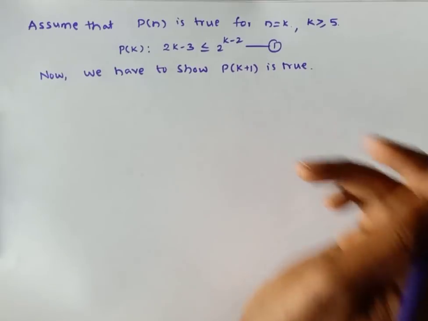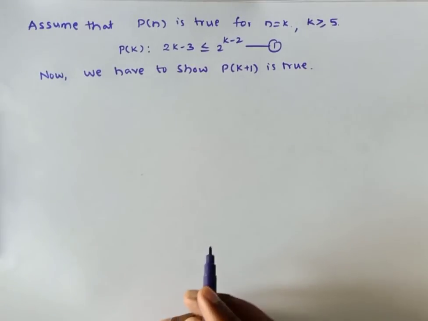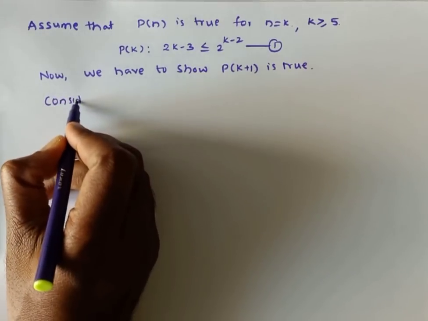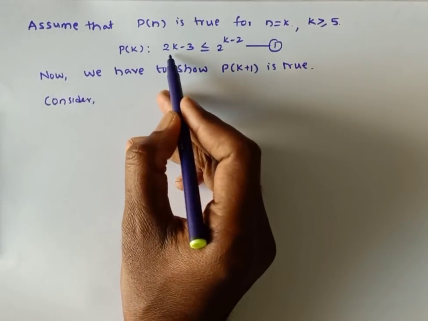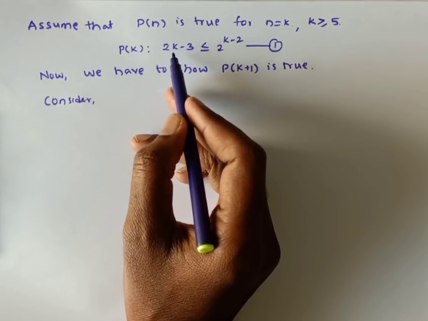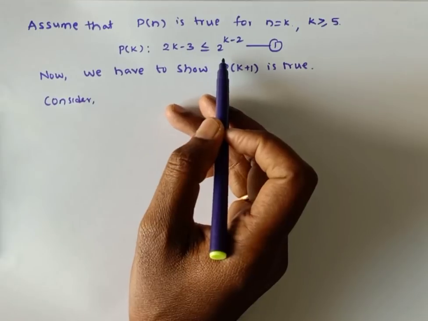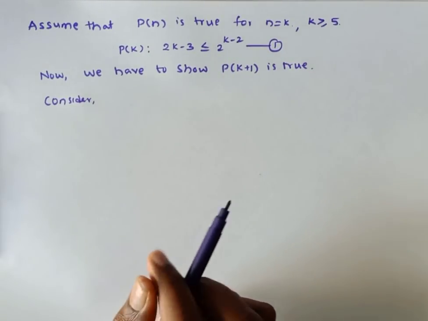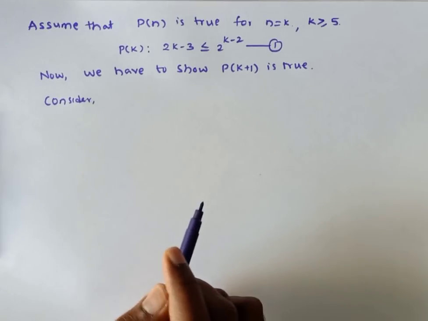I have to show this P(k+1) is true whenever P(k) is true. So for that, consider: what you have to show is 2(k+1) - 3 is less than or equal to 2^(k+1) - 2. We have to show 2 to the power of k+1 minus 2.